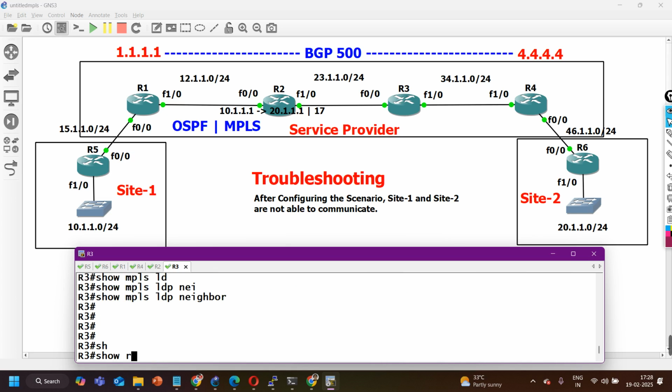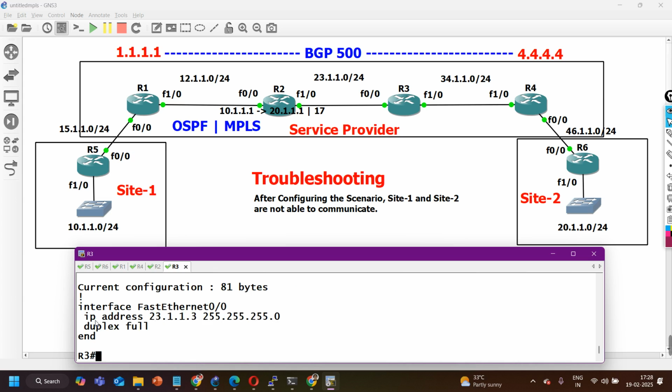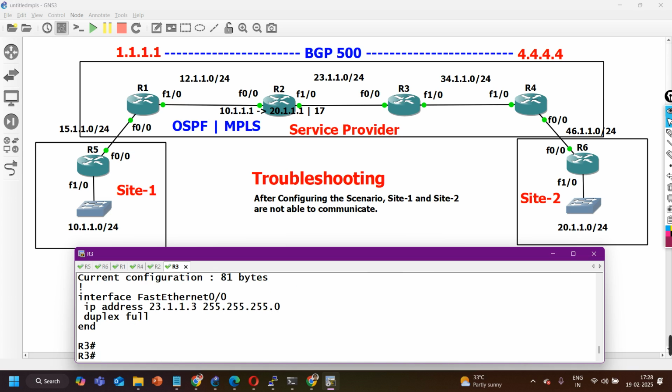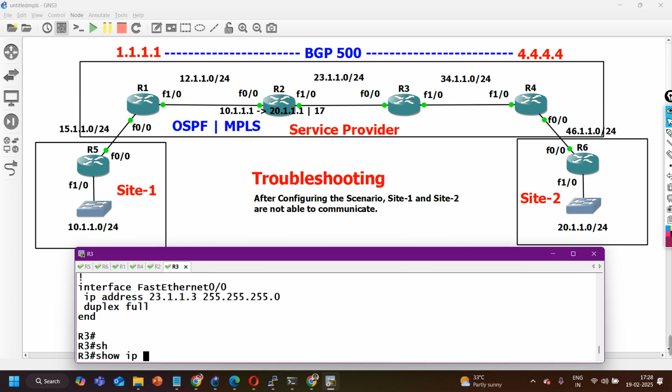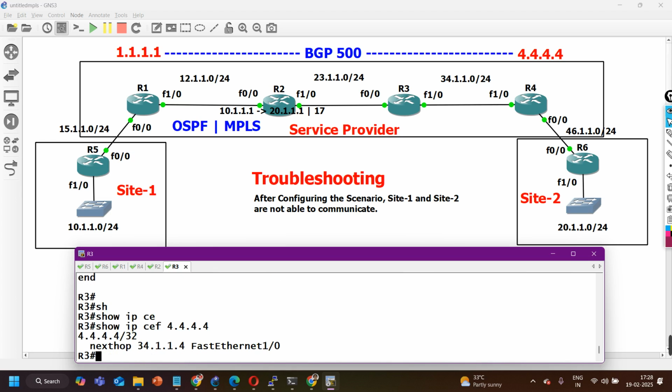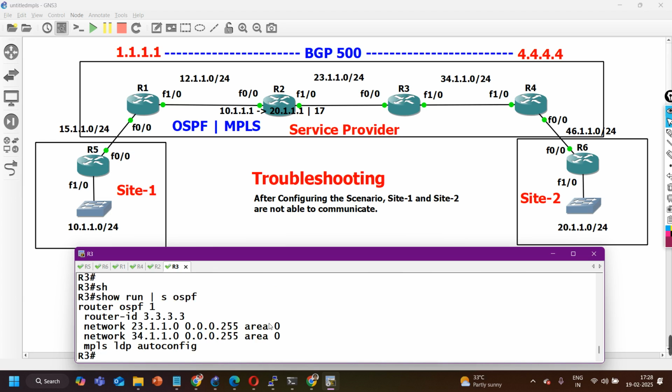Let me check the MPLS configuration here. So run interface F 0/0. MPLS is not enabled on this particular interface. OSPF is running. So IP OSPF, let's say 4.4.4.4. Yes, OSPF is running. And show run section OSPF. In the OSPF, maybe we have enabled the LDP. Yes, here you can see, in the OSPF, we have enabled the LDP protocol, right? So this command MPLS LDP autoconfig will enable MPLS on all OSPF enabled interfaces, right?